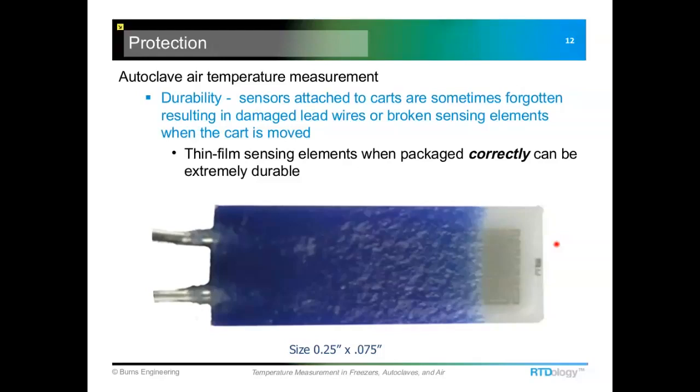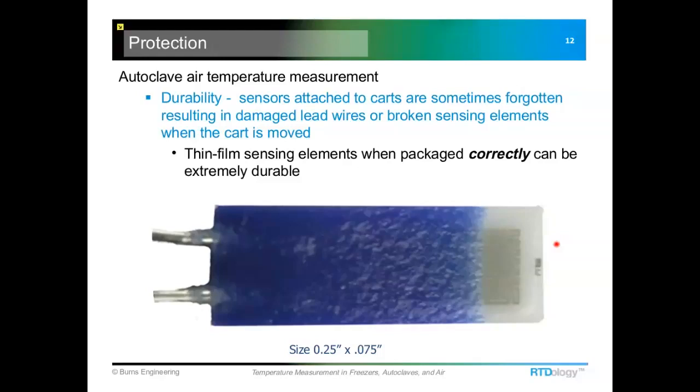Wire wound sensors, on the other hand, can be damaged quite easily by like dropping them off of a hospital bed onto the stainless steel floor in an autoclave. The one thing that you do give up a little bit with the thin film versus the wire wound would be some long-term drift. The thin film tends to drift a little bit more. It's more difficult to get a tighter interchangeability tolerance with them.